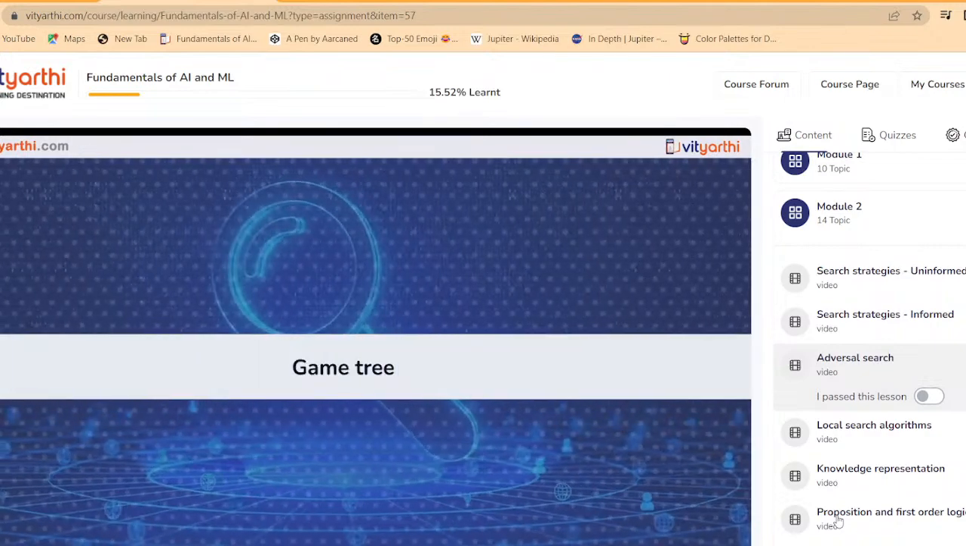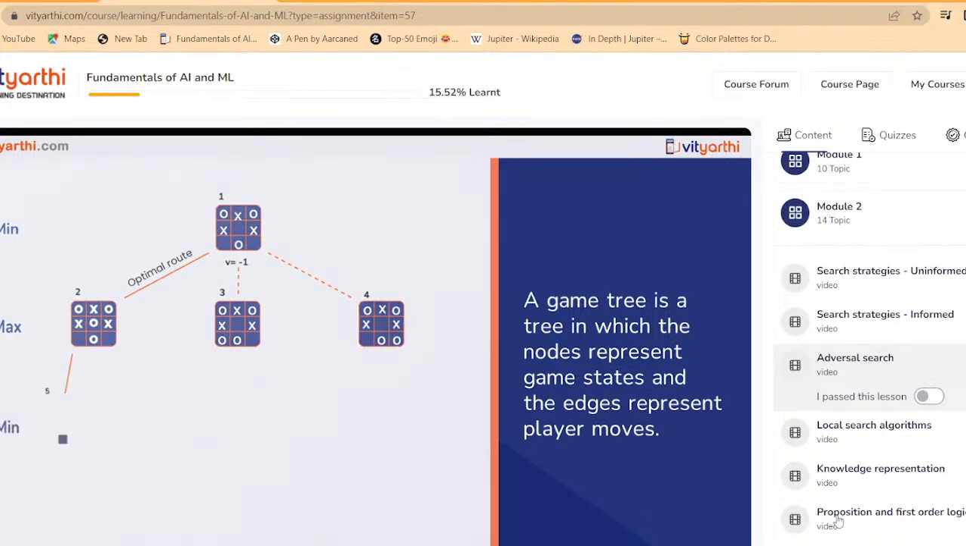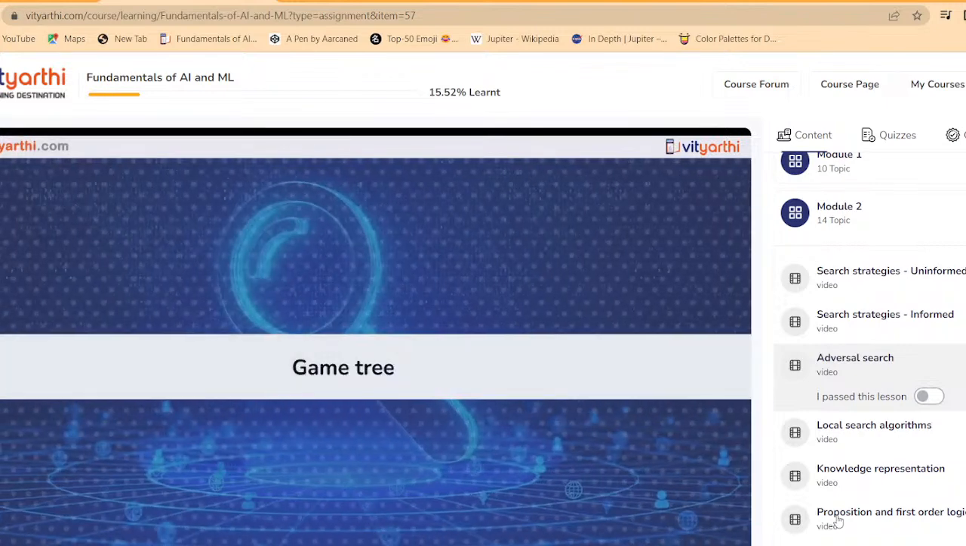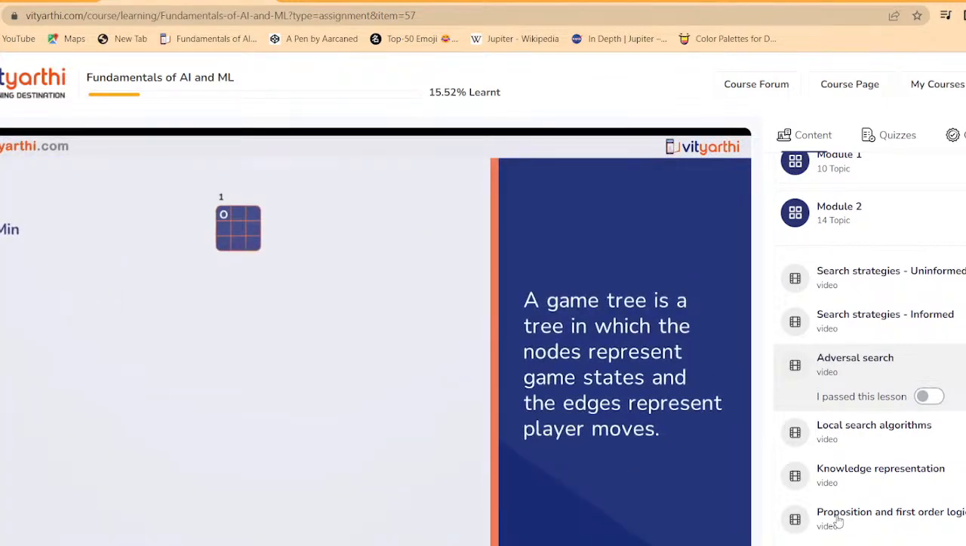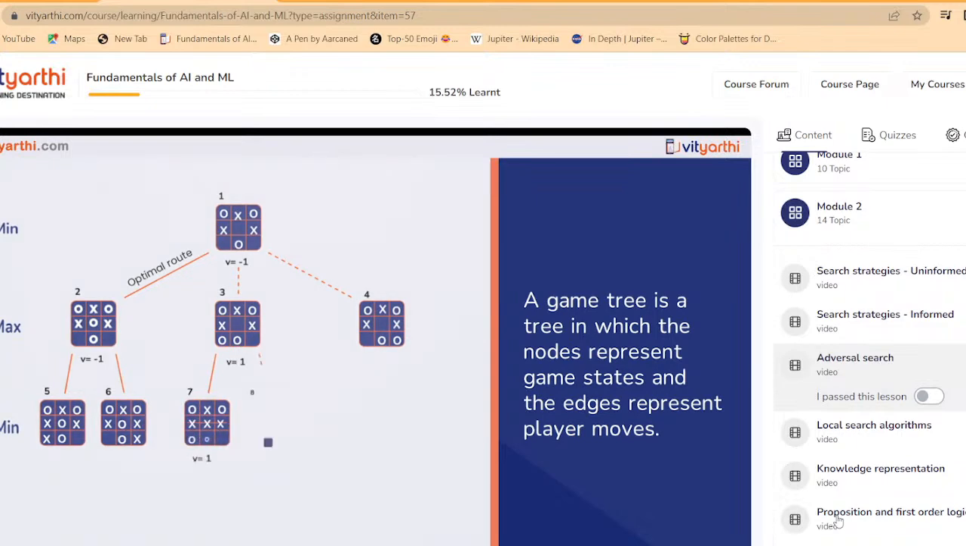The next one is the game tree. A game tree is a tree in which the nodes represent game states and the edges represent player moves. The game tree consists of an initial state, an action function, and a result function.